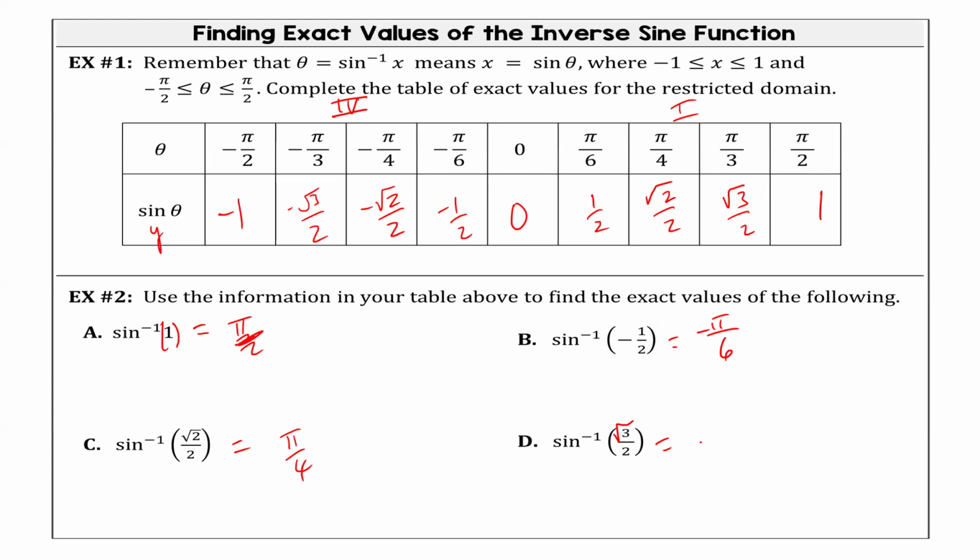Pi/4. And what do we get for D? Pi/3. Do we feel comfortable using our unit circle to find inverse of sines? Okay. Where are we stuck? Like seeing the unit circle in my head.